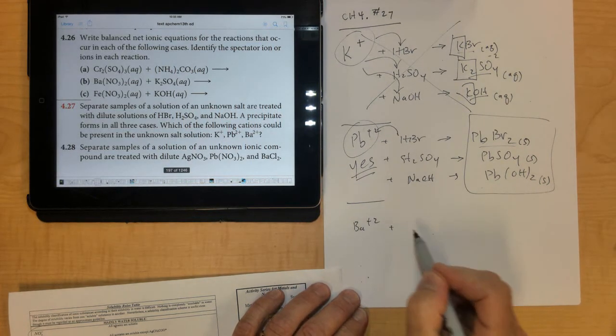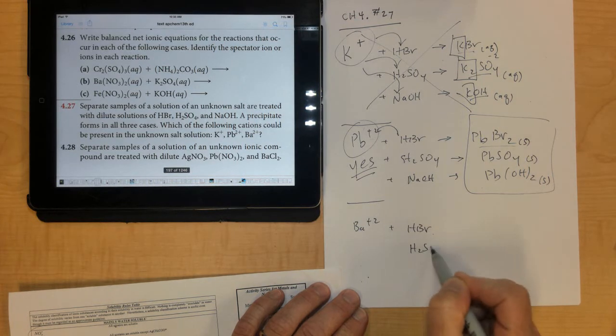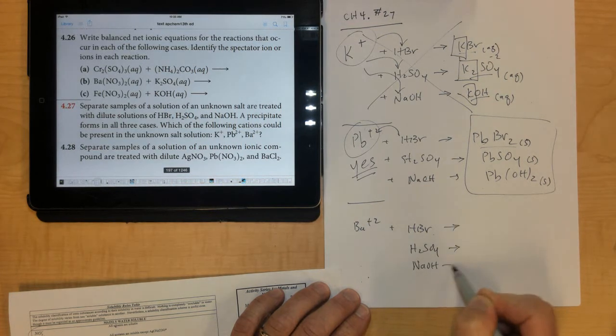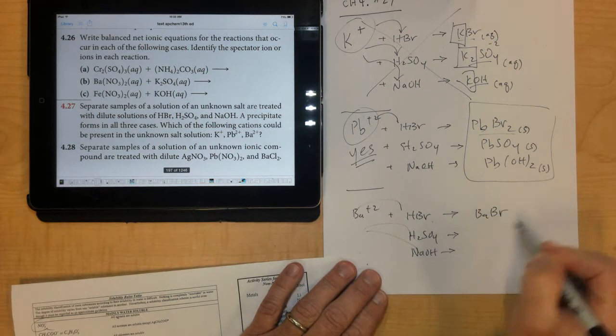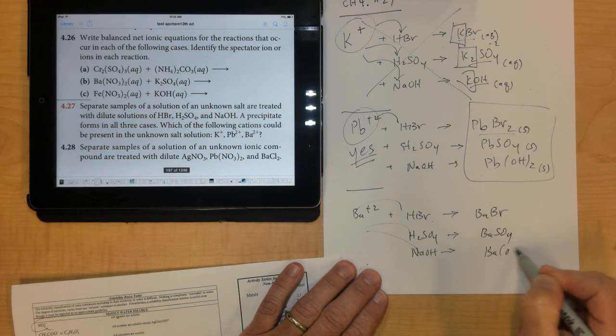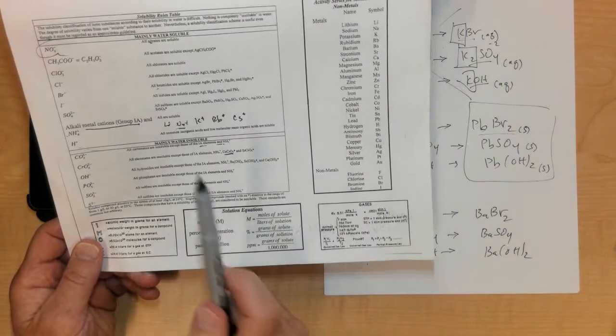Let's look at barium. Decide whether that could be in there as well. And once again, react that with every single one of these. Find out what it would form, and since barium's a cation, it'll of course replace each one of these cations. So we end up with BaBr2, with BaSO4, and then some Ba(OH)2. BaBr2 right here, because bromine's -1.